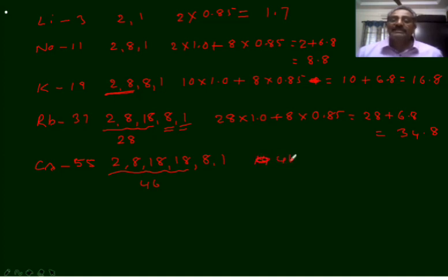That is 46 into 1.0 plus 8 into 0.85, that is equal to 46 plus 6.8, that is equal to 52.8. This is the screening constant for cesium. In this way, the screening constant can be calculated.